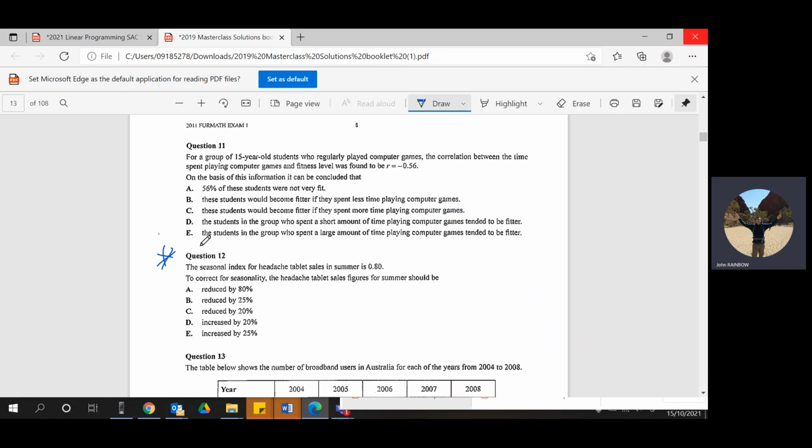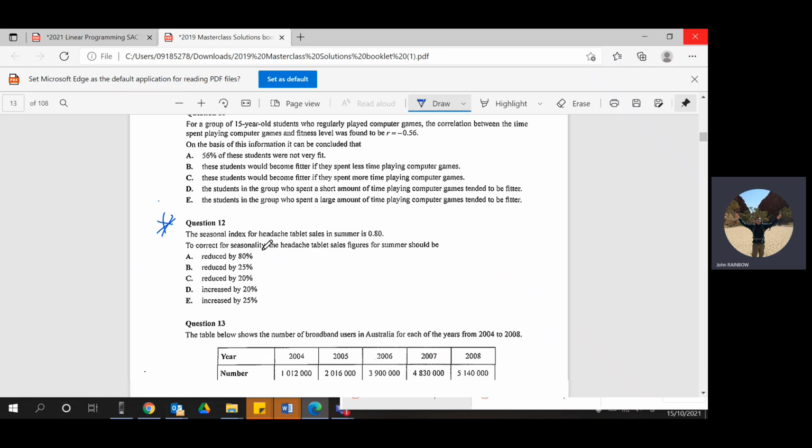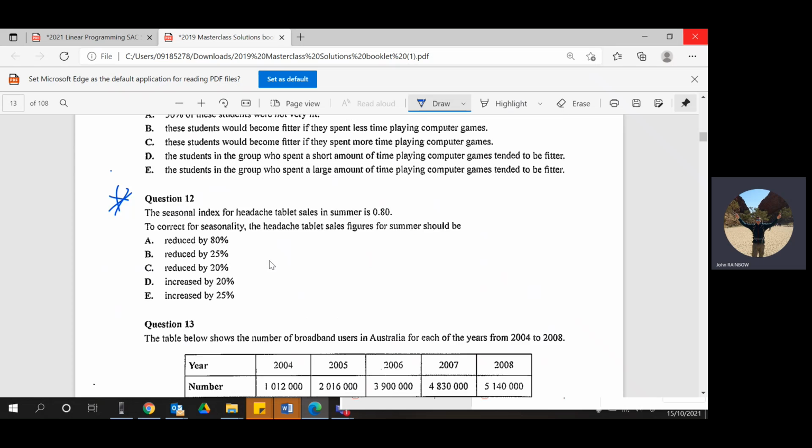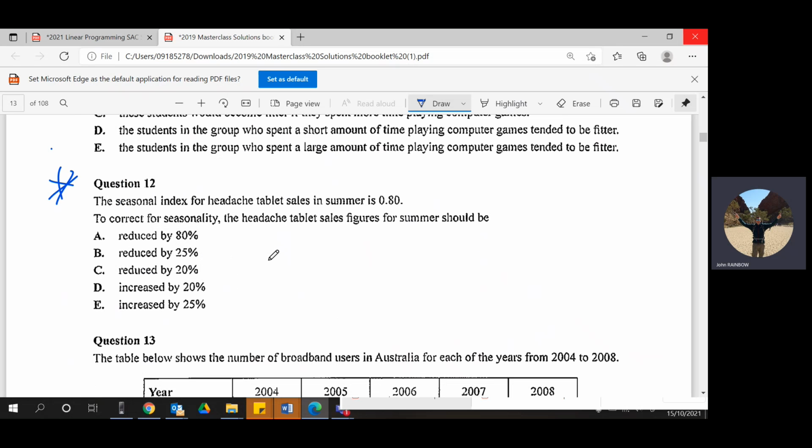All right, let's have a go and a look at this one. This question says the seasonality for headache tablet sales in summer is 0.82. To correct for seasonality, the headache tablet sales for summer should be increased by 25%. How do we get that? We want to get this to 1.